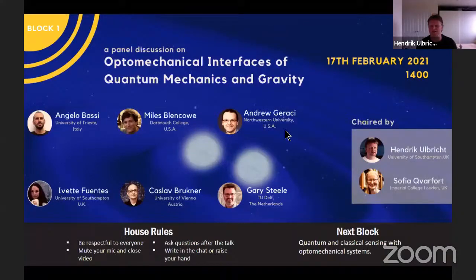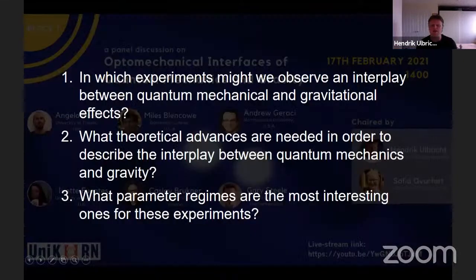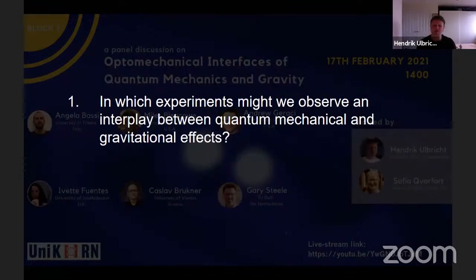The next step will be to start the discussion on three different questions, which we have selected and also discussed in the session with all the panelists before. Now the first question, which I will try to moderate a bit, I will read to you, and then I will hand back to Andy, who will kick off the discussion, and then we will invite other panelist members to come in and discuss this point. So the first question is: in which experiments might we observe an interplay between quantum mechanical and gravitational effects? Okay, Andy, over to you again.